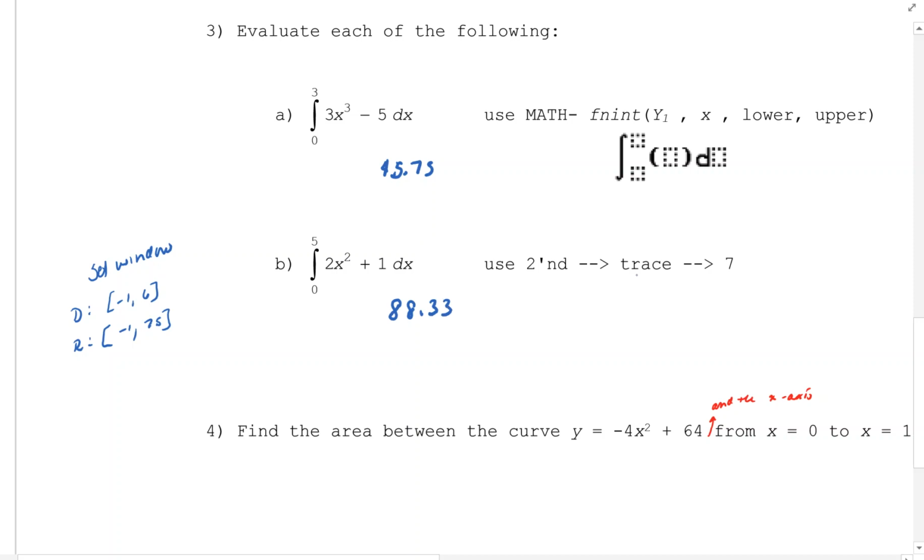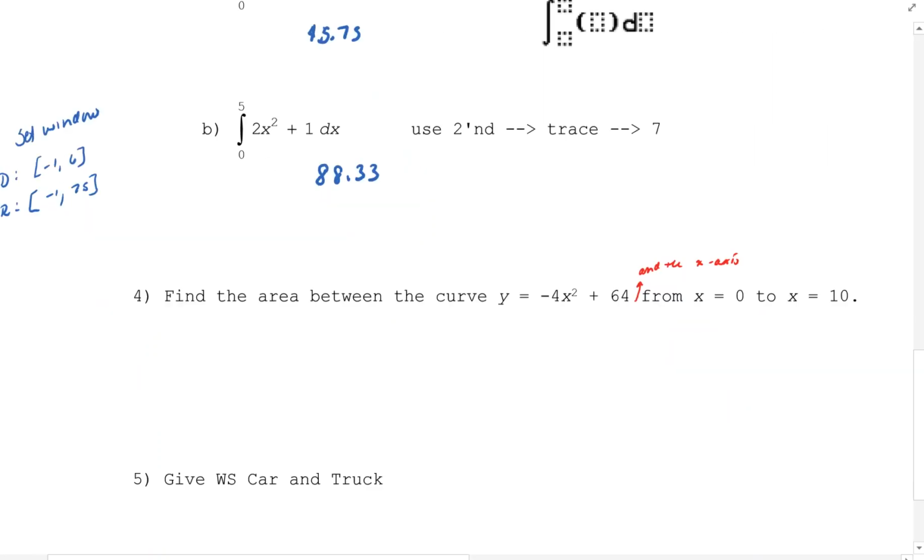88.33. Now the downside of this is that it doesn't allow you to then use that number for a further calculation. If you use the Math 9, the 45.75 is just on your calculator screen to be used. So that one's the one that you'll probably tend to use more, but I think seeing the picture of it is pretty cool.